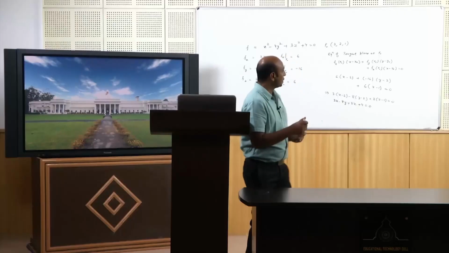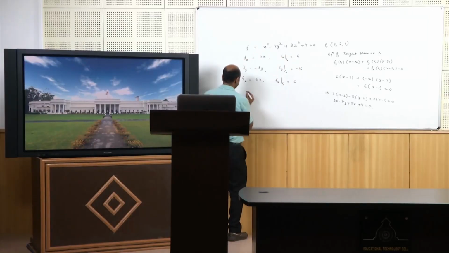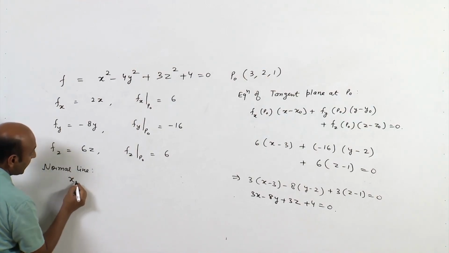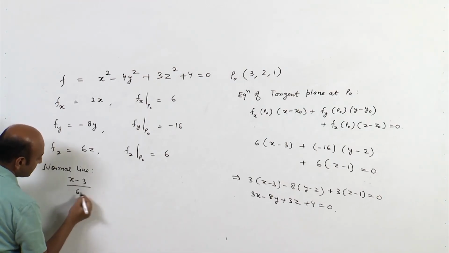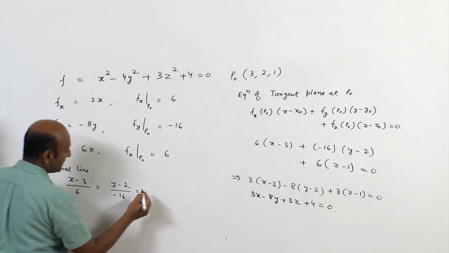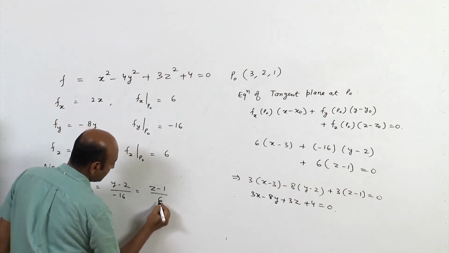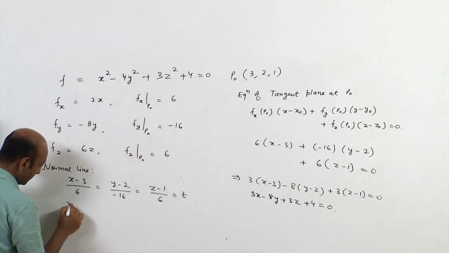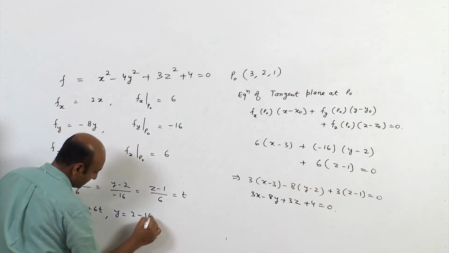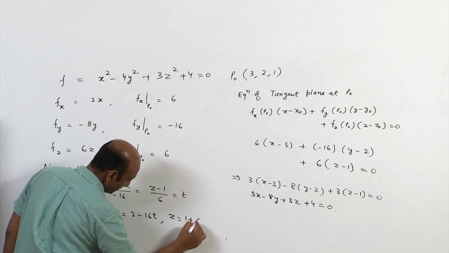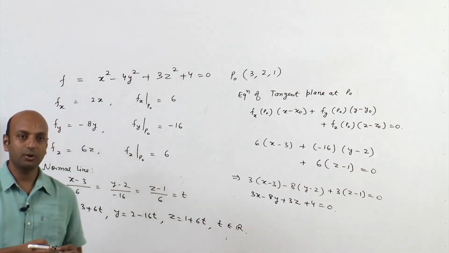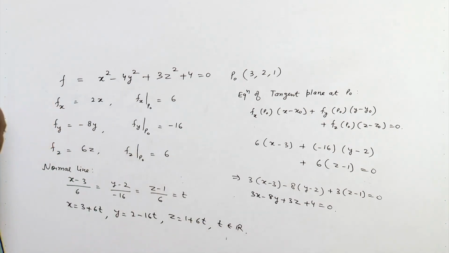Now, how can you find the normal line? The normal line will be (x minus x naught) upon fx, (y minus y naught) upon fy at P naught, and (z minus z naught) upon fz, equal to t. So x will be given as 3 plus 6t, y is equal to 2 minus 16t, and z equal to 1 plus 6t, where t is any real value. So this is the normal line.